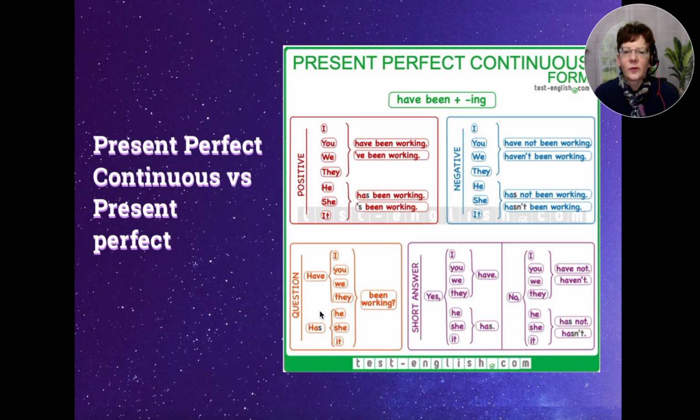For the question form, we start with have or has, and then the subject, and then been working. For a short answer, we would say yes, for example, I have, right? Or no, I have not or haven't. It's more common to use the contraction here. All right, we'll talk more about this and present perfect in the next slides.